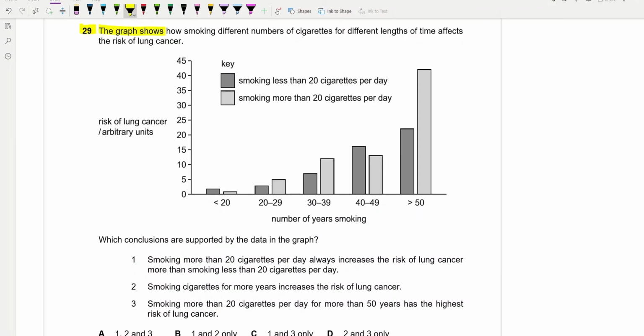Question number 29. The graph shows how smoking different numbers of cigarettes for different lengths of time affects the risk of lung cancer. The y-axis shows risk of lung cancer and the x-axis shows number of years smoking. Which conclusions are supported by the data in the graph? Number 1. Smoking more than 20 cigarettes per day always increases the risk of lung cancer more than smoking less than 20 cigarettes per day, which seems wrong.